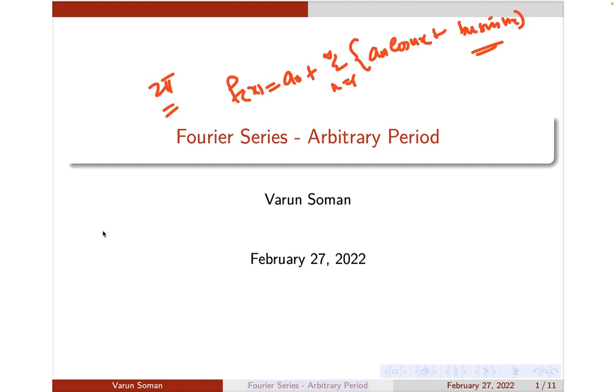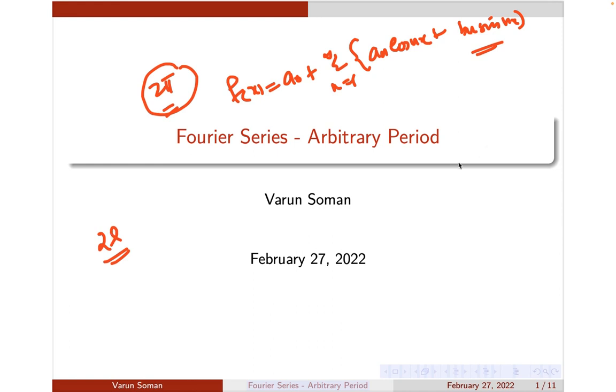Because mostly in applications our functions need not be 2 pi periodic only, it can be in any period. So I'll extend this expansion to a function with a general period. I'll take the general period as 2l, so that we have a parity between the formulas of a 2 pi periodic function. That is why I'm taking the interval as 2l.